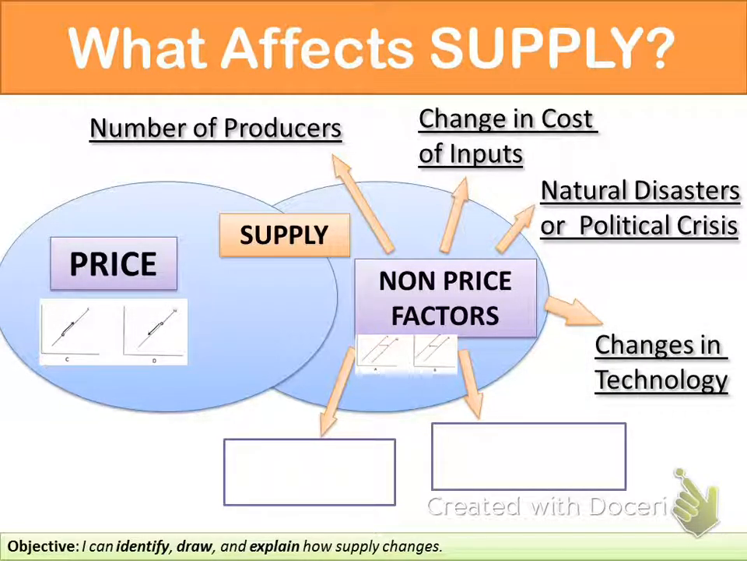Changes in technology. Let's say that there's a new technology that comes out that allows companies to make things much more quickly, much faster, much more cheaply. Therefore, we're going to have a supply increase.